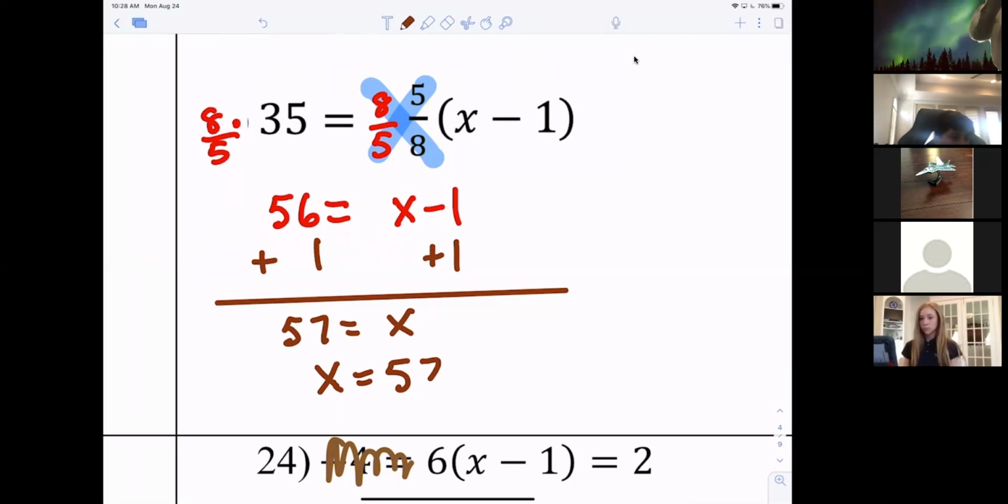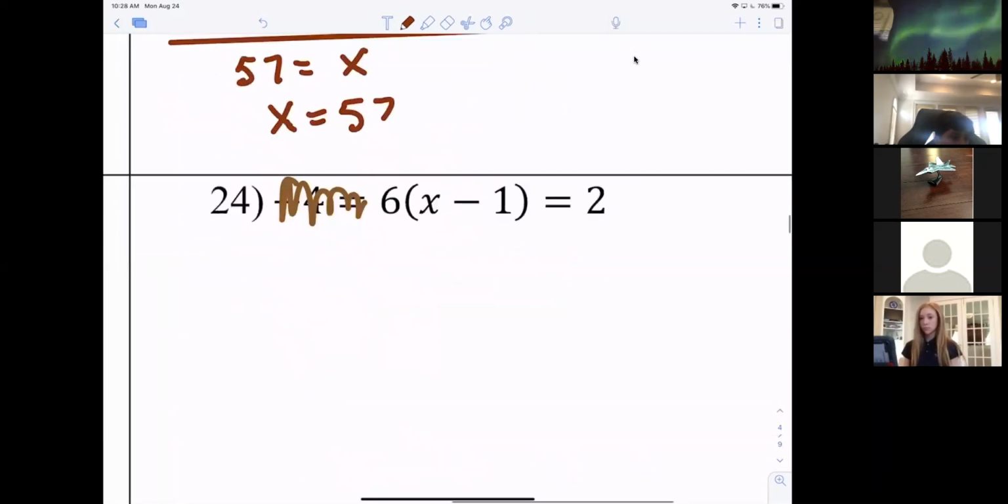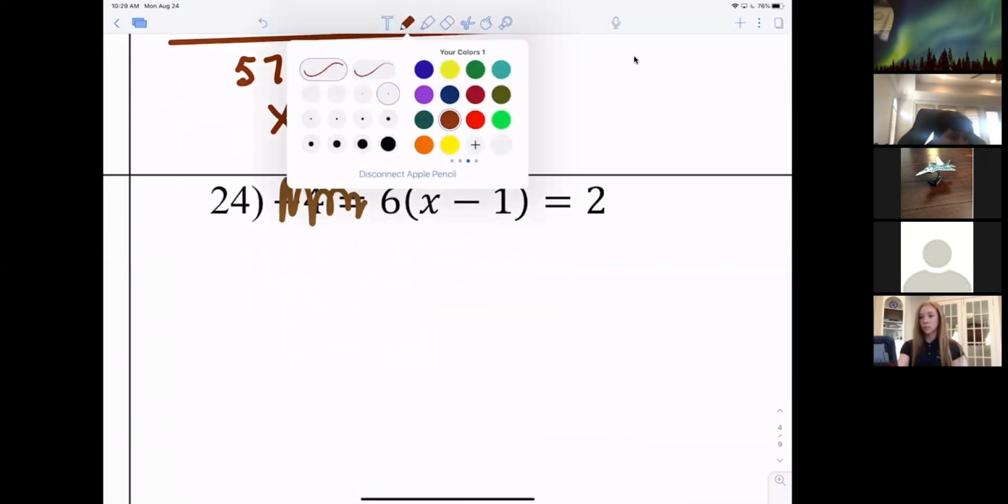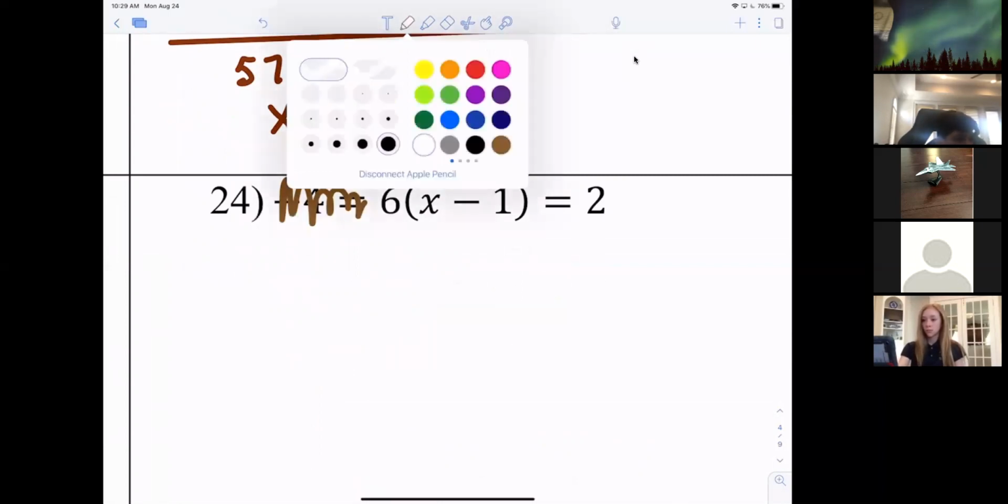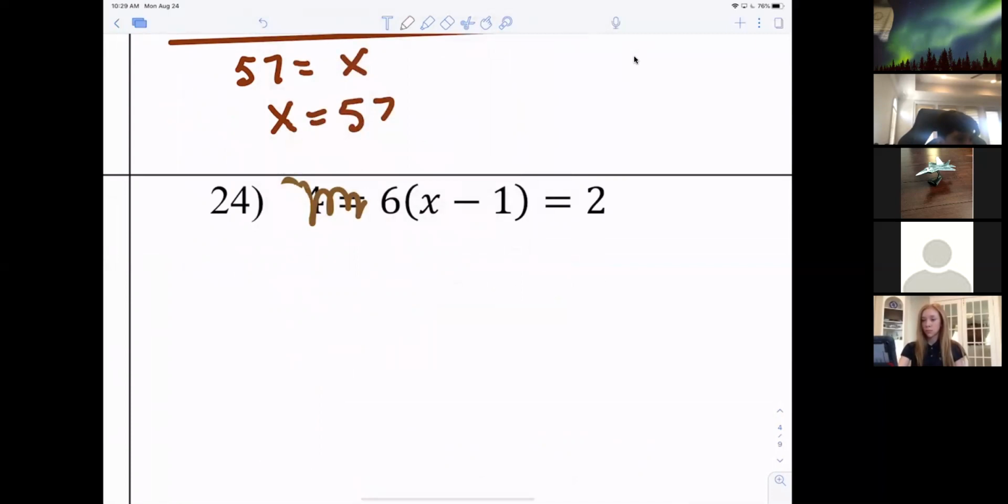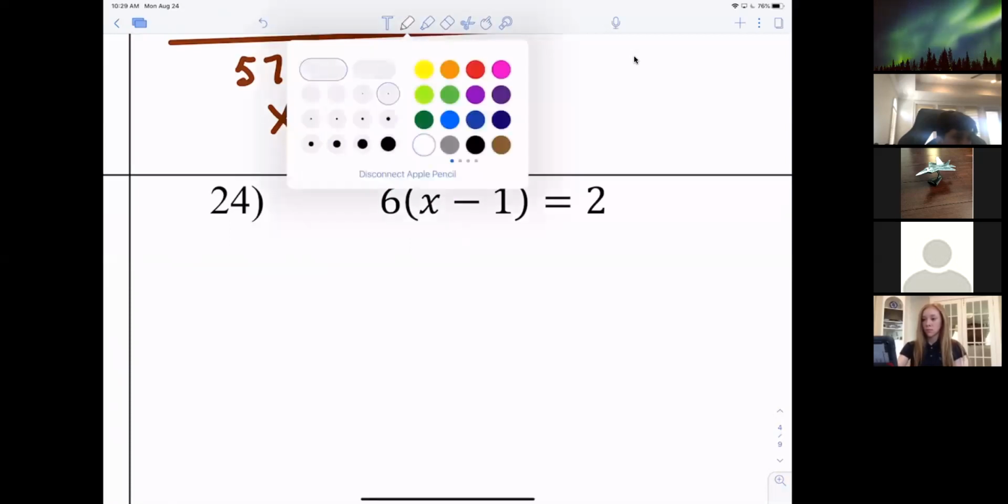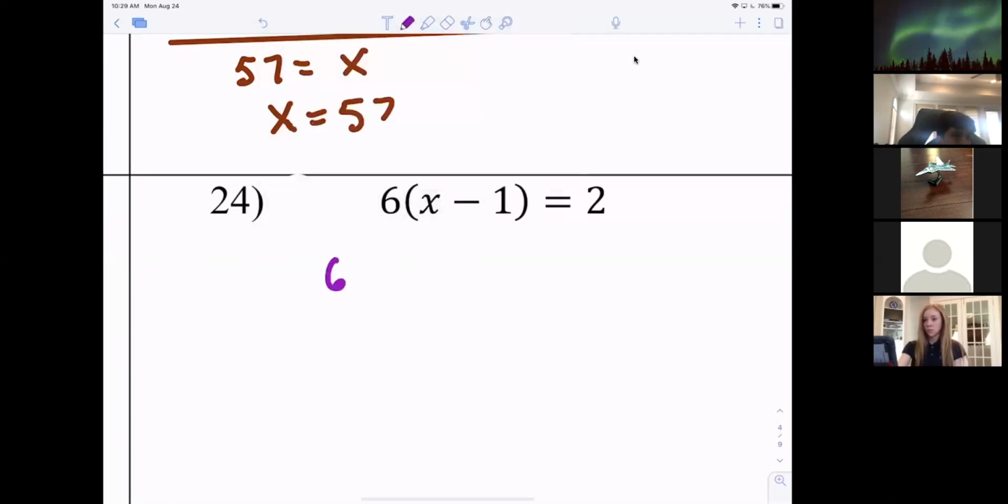Okay, so now I want everybody to look at 24. I made a typo on 24, so we're going to correct that right now. All right, I want everybody to eliminate this. Just this part right here. So that's what I want. All right. So I want everybody to rewrite this now as 6 parentheses x minus 1 equals 2.